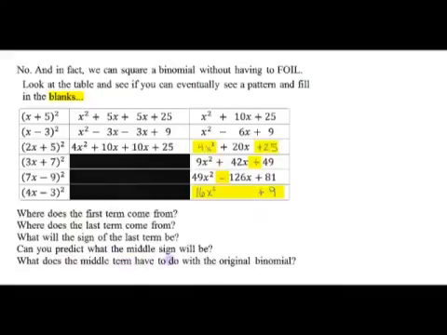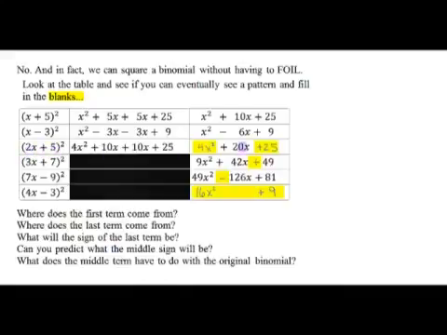Now for the last question. What does the middle term have to do with the original binomial? Well, let's look at that. What does 10x have to do with x and 5? What does negative 6x have to do with x and negative 3?